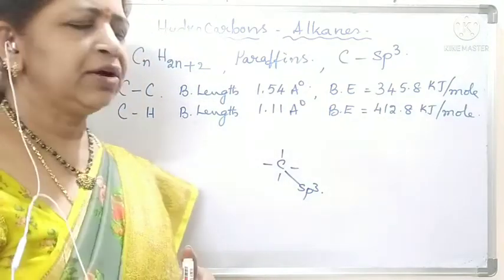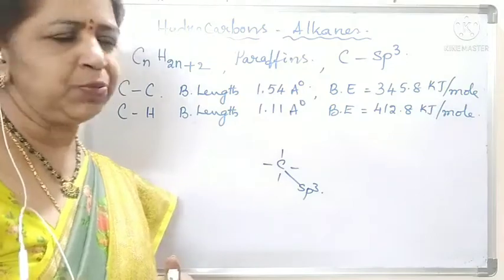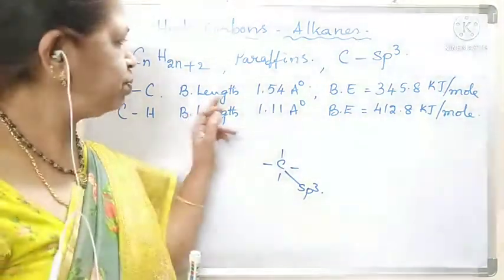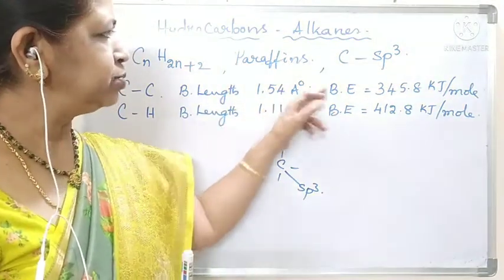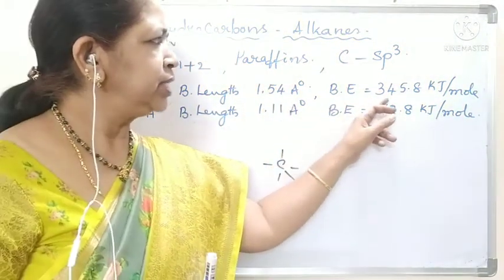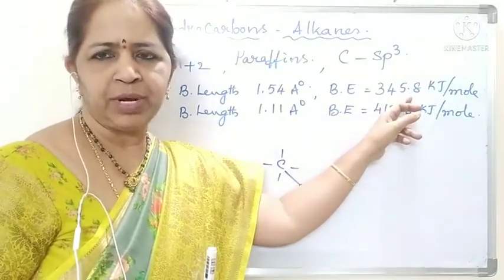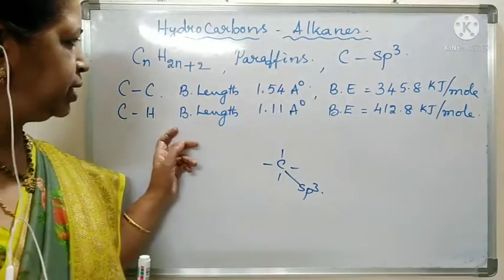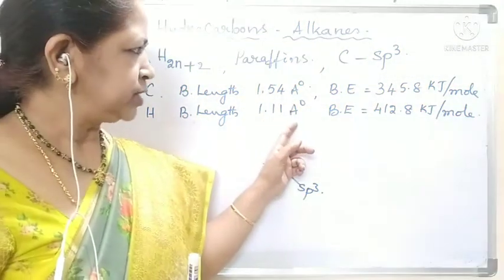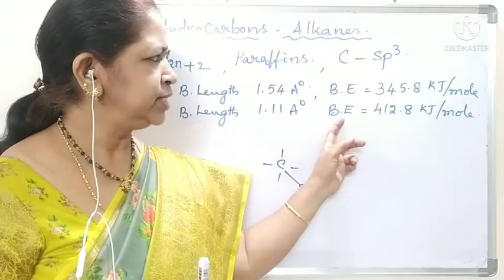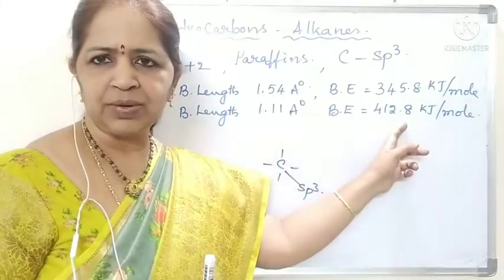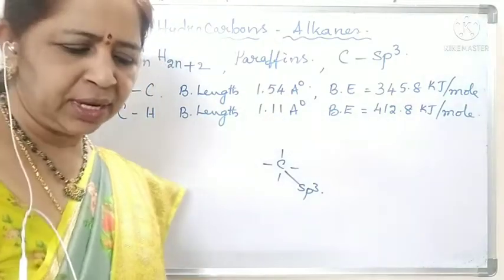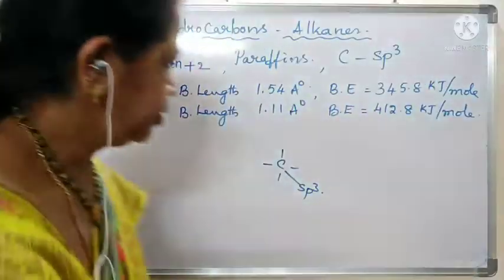What are the properties of this C-C bond and C-H bond? The C-C single bond length is 1.54 angstrom units and its bond dissociation energy is 345.8 kilojoules per mole. Similarly, C-H bond length is 1.11 angstrom units and its bond dissociation energy is 412.8 kilojoules per mole. Okay students, this is the introduction of alkanes.